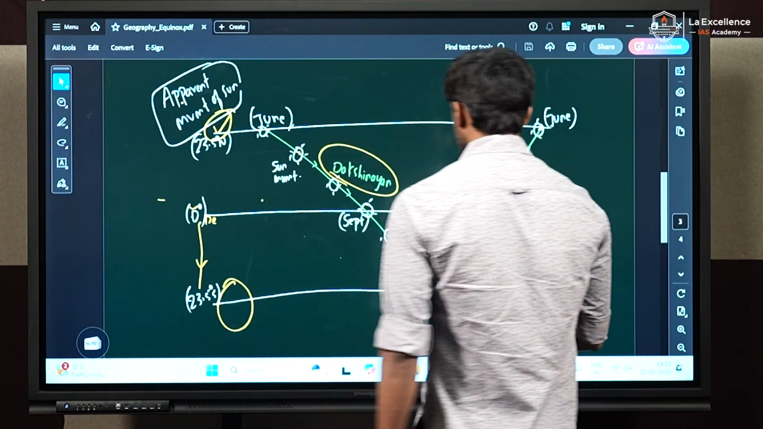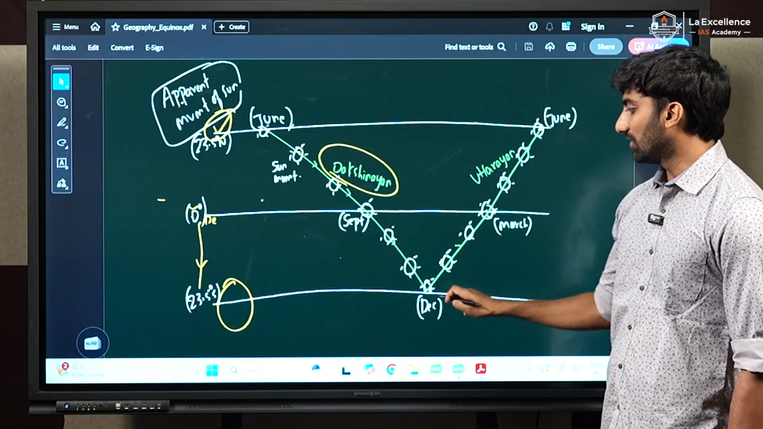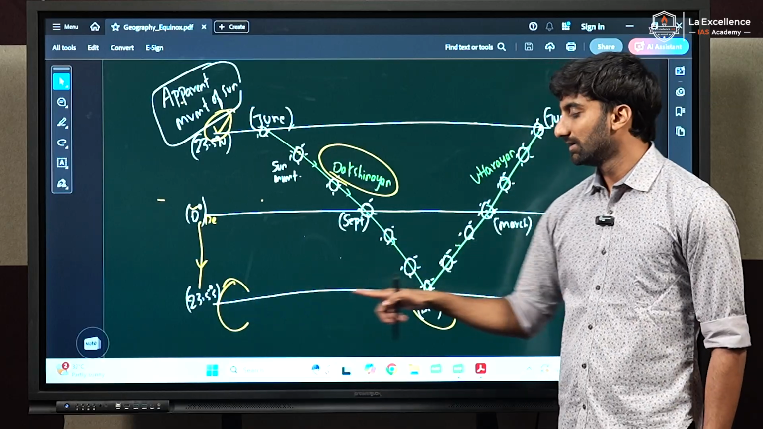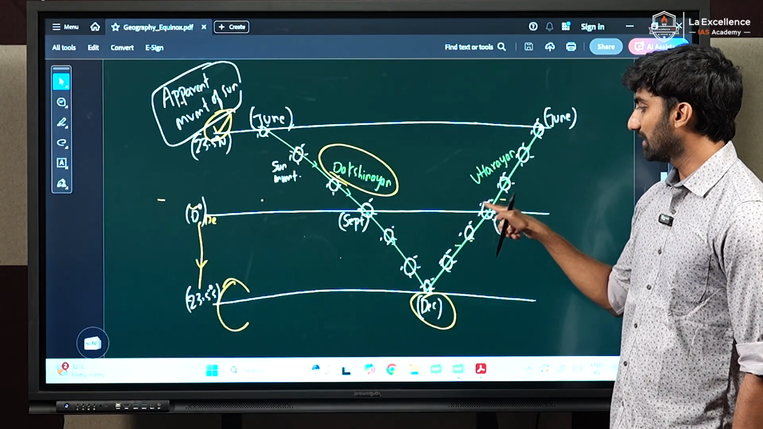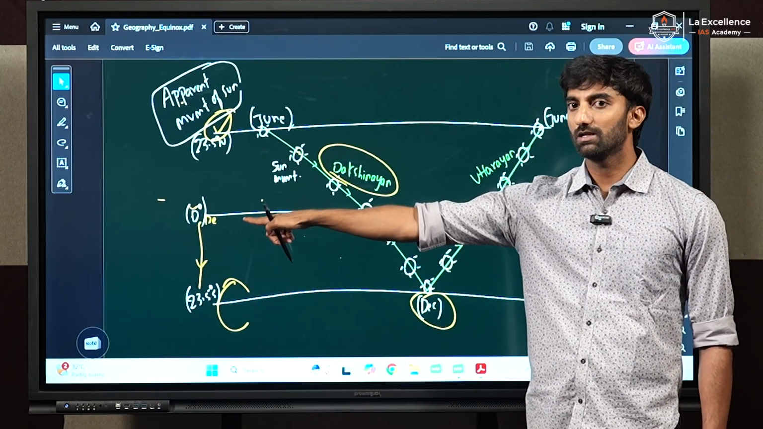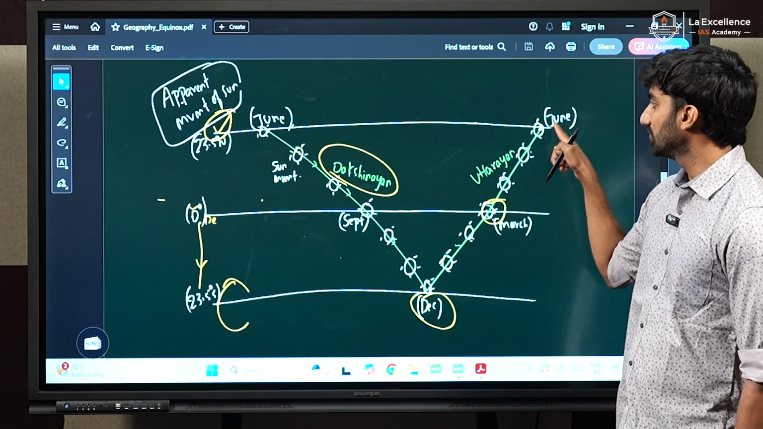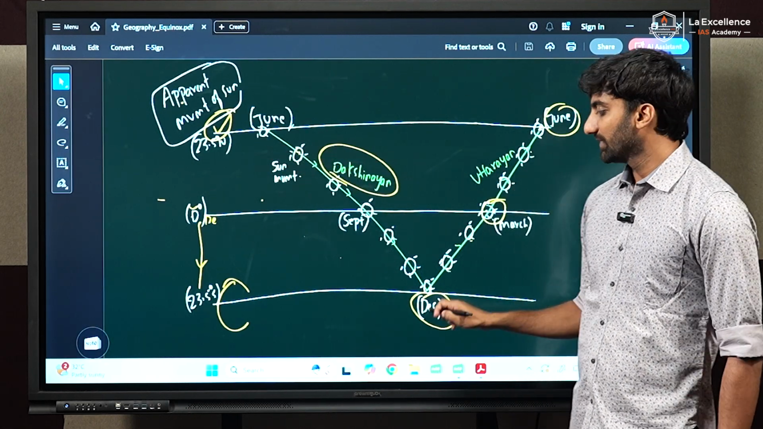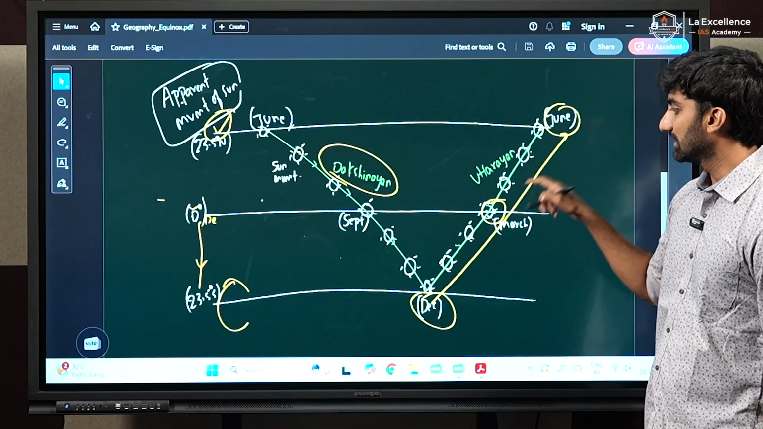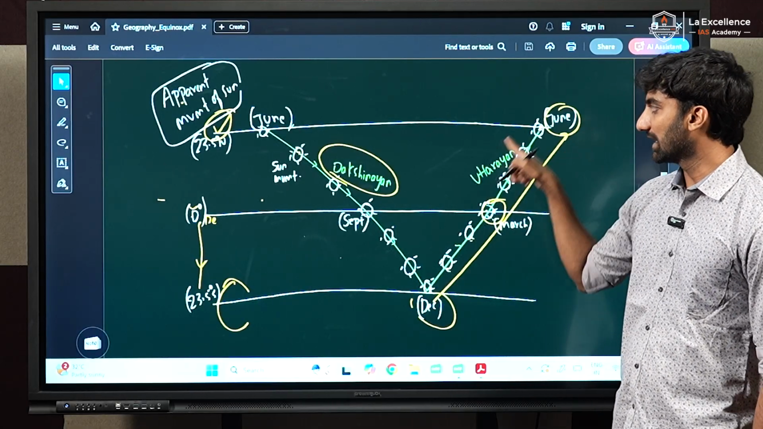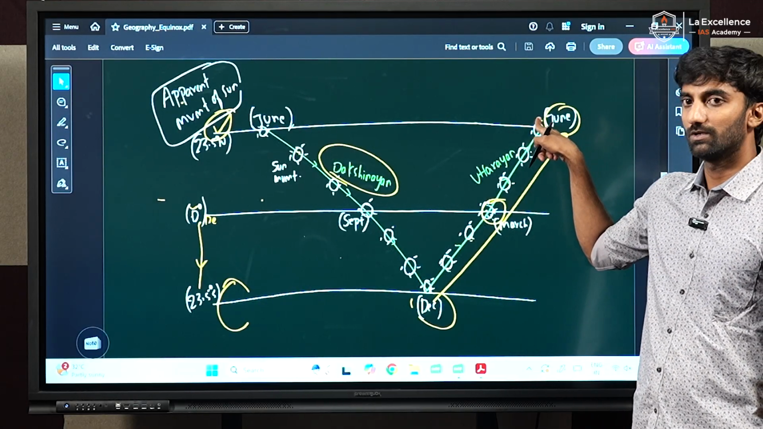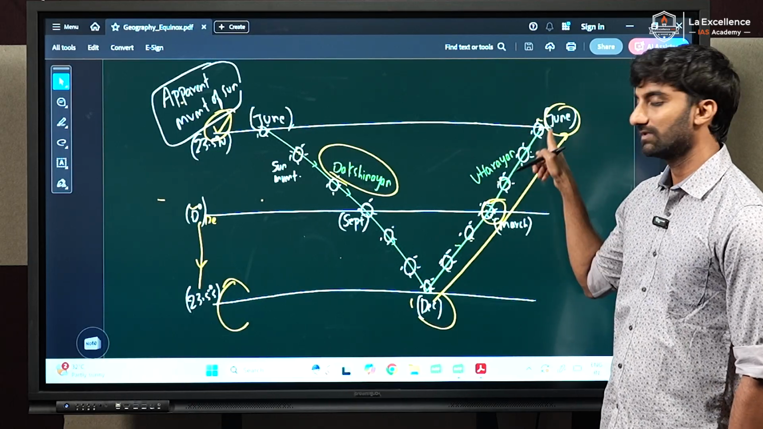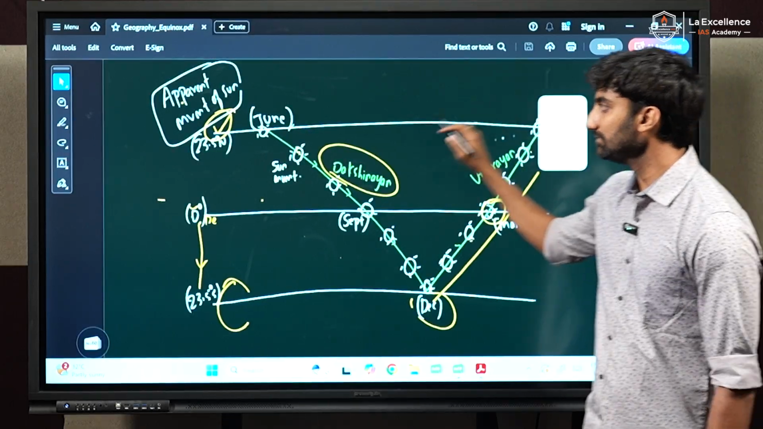Then exactly the opposite happens between December and June. On December, sun rays are falling vertically on Tropic of Capricorn. January, February, March. By March, sun rays will fall back again on equator. April, May, June. By June, sun rays are falling back on Tropic of Cancer. So between December and June, sun moves from Tropic of Capricorn through equator towards Tropic of Cancer. This we call Uttarayan path, the northward journey of sun.